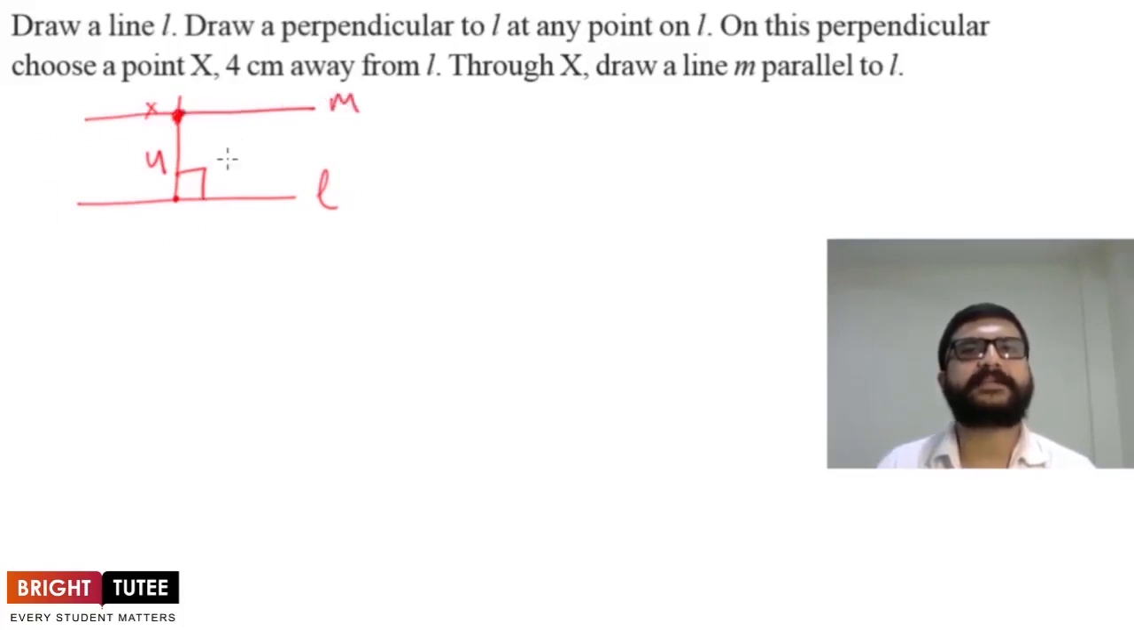Let's say it is M. Now line M and L are parallel. Now how can we draw this? This is the rough figure only. Now we have to draw an actual figure. So what do we need for that?